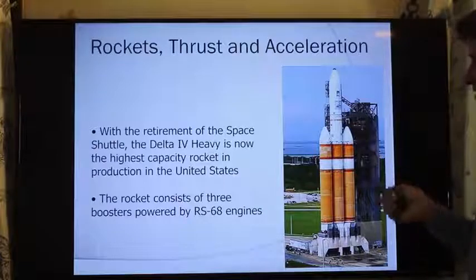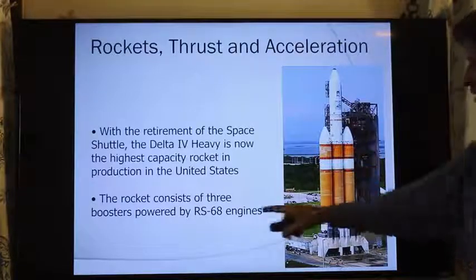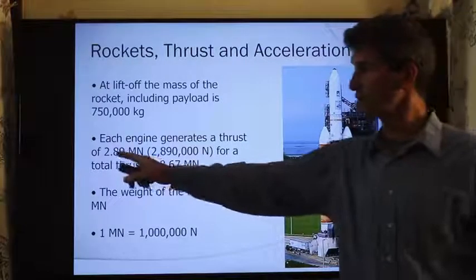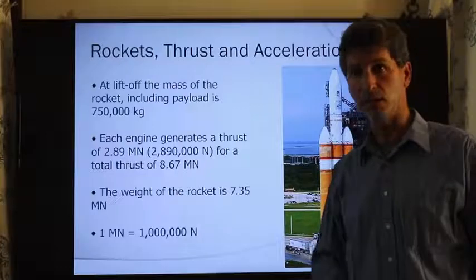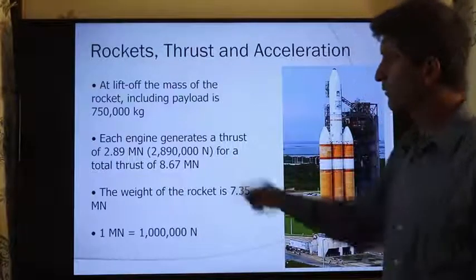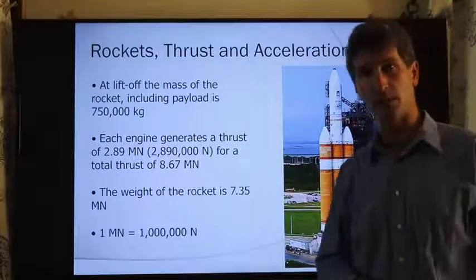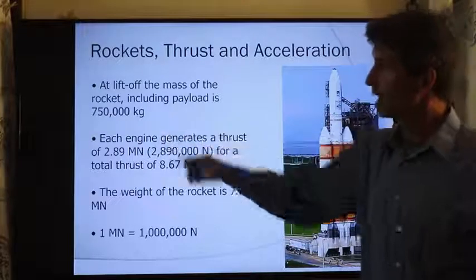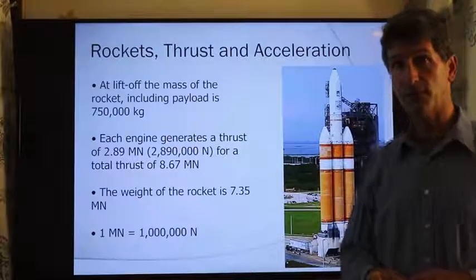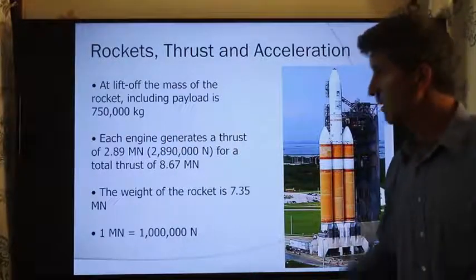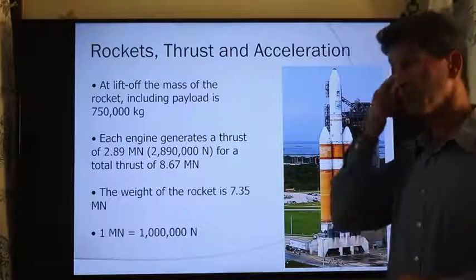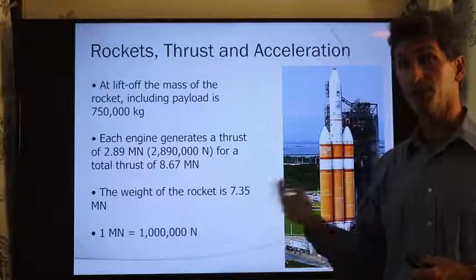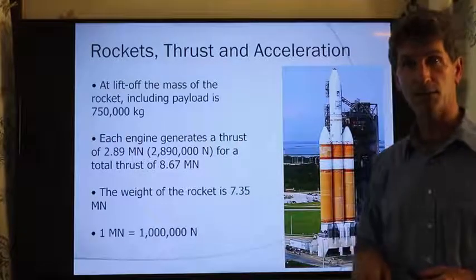But it consists of 3 cores, each with an RS-68 engine, and each engine generates a thrust of 2.89 meganewtons, million newtons, for a total thrust of 8.67 million newtons. Okay? So you're like, oh, okay, the rocket has a mass of 750,000 kilograms. It has a thrust, an upward force, of 8.67 million newtons. I'll just, to find the acceleration, take force divided by mass.